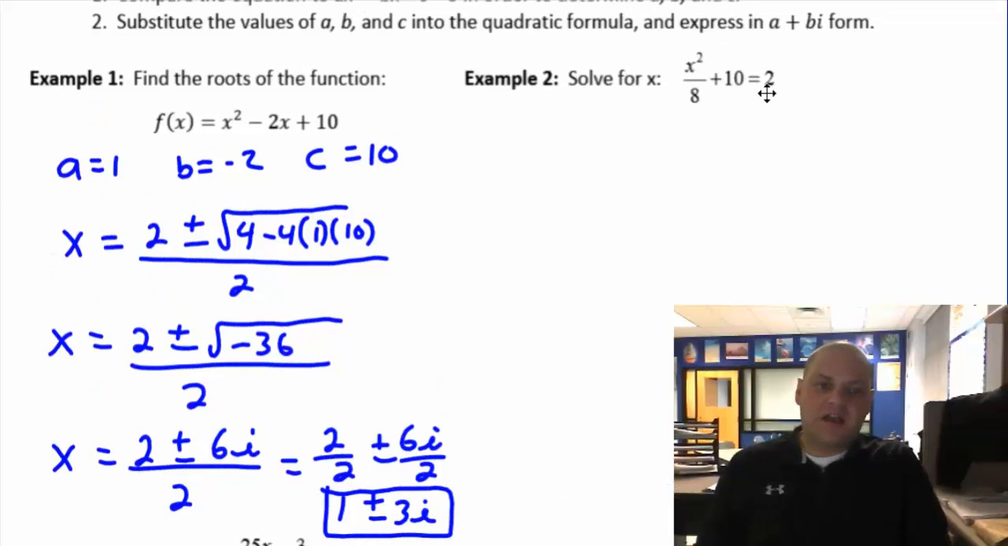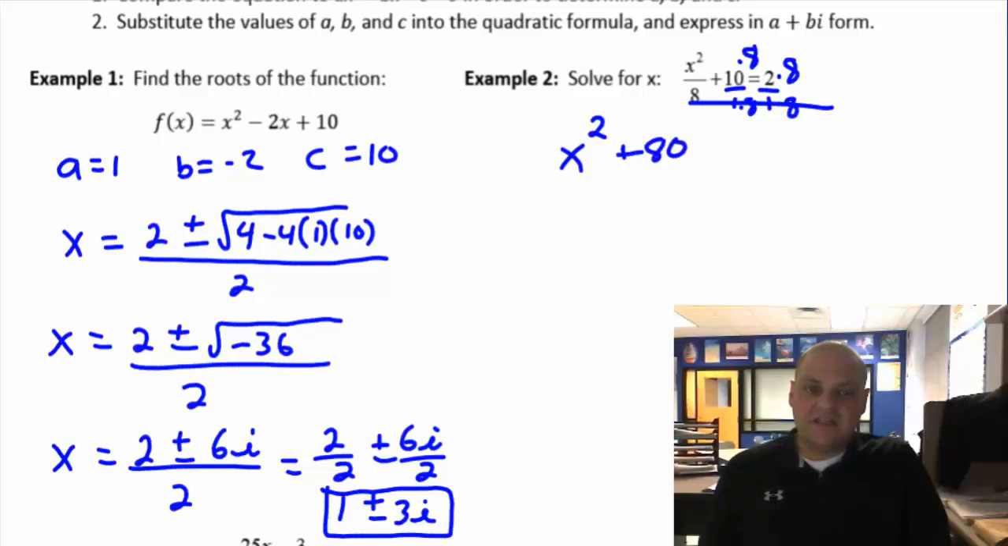This one here, we have a fraction, so we're going to need a common denominator. So this is over 1, over 1. Now the common denominator is 8. Multiply everything by 8. Here we don't need to because we already have the 8. Denominators cancel out. X squared plus 80 equals 16. Now we don't have an x term, but that's okay. Subtract 16. X squared plus 64 equals 0.